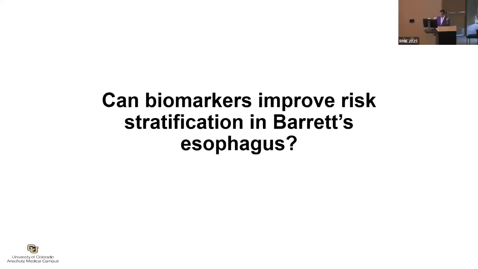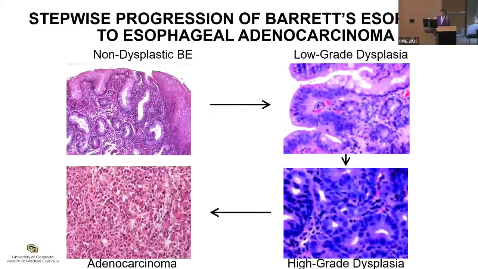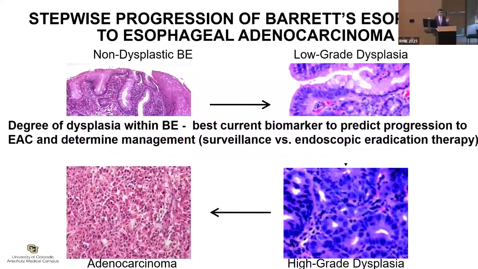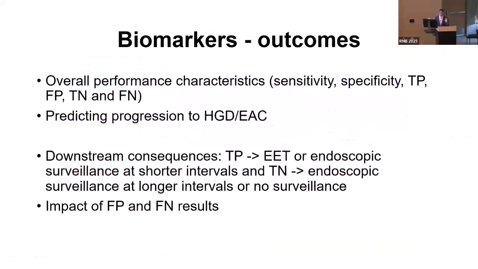The next important question is, can we do something better than dysplasia? That's the best biomarker that we have to risk stratify patients with Barrett's esophagus, right? We know that Barrett's can progress in a stepwise and probabilistic fashion, going through these stages of non-dysplastic Barrett's to low grade, to high grade, and then to adenocarcinoma. Can we do better than the degree of dysplasia? And I will tell you that there is a tremendous amount of work being done at the present time to use biomarkers alone or in combination with clinical risk stratification tools.